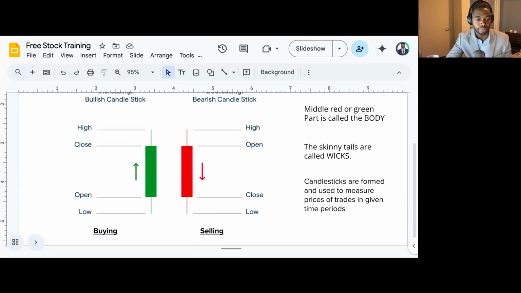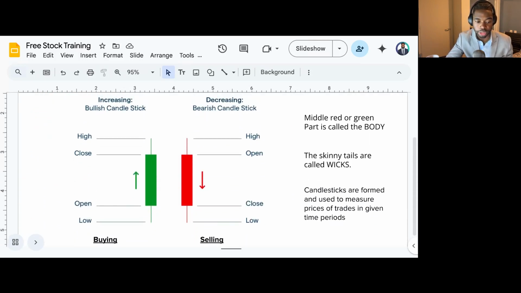So number one, there's a bullish candle, which is represented by green. This represents price moving in the upward direction, price going up. And then there's a red candle, which represents price going down, and that's bearish. Why is it called bullish and bearish? Bulls, the actual animal, attack with their horns going up, and bears attack by standing up and then clawing down. So if you didn't know, that's why it's called bulls and bears.